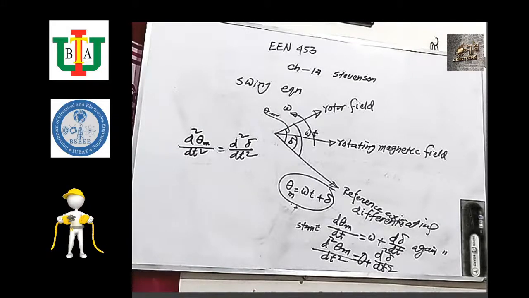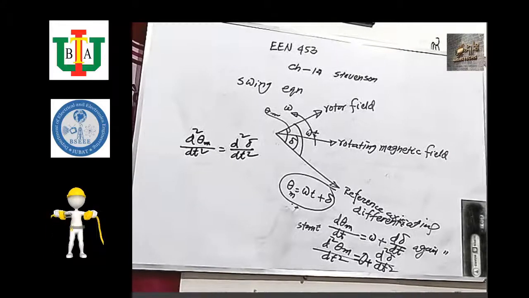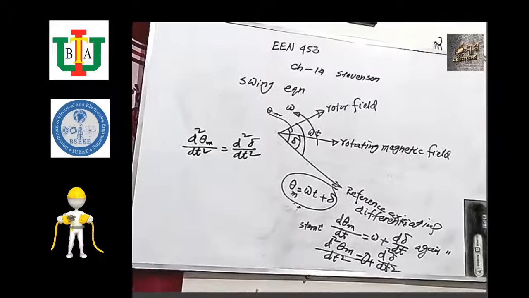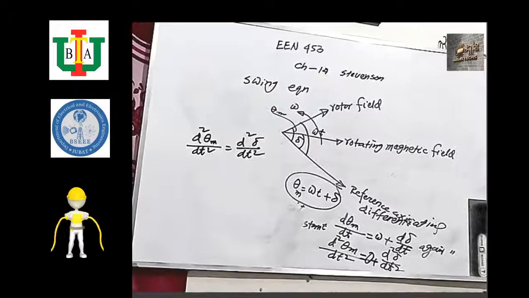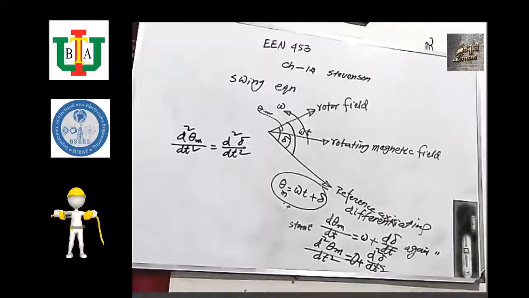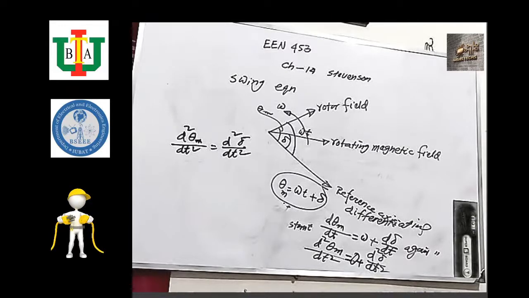Yes, sir. It shows that the delta has a relation with the total mechanical angle theta. That is, delta has no relation with omega. When the machine is rotating, d square means it is velocity or acceleration? Acceleration. Second derivative is acceleration. First derivative is velocity.